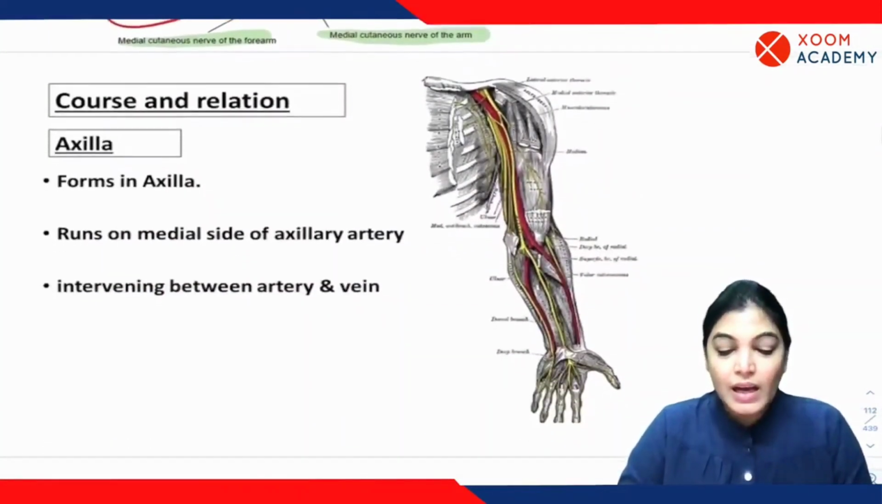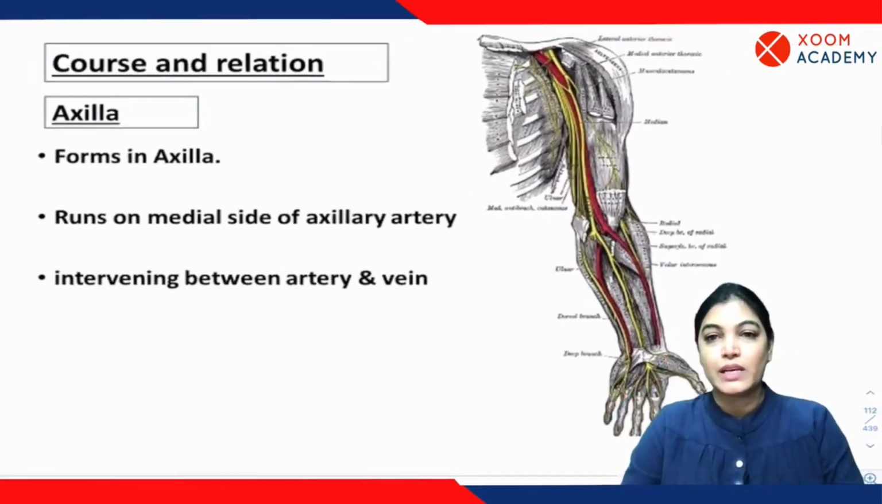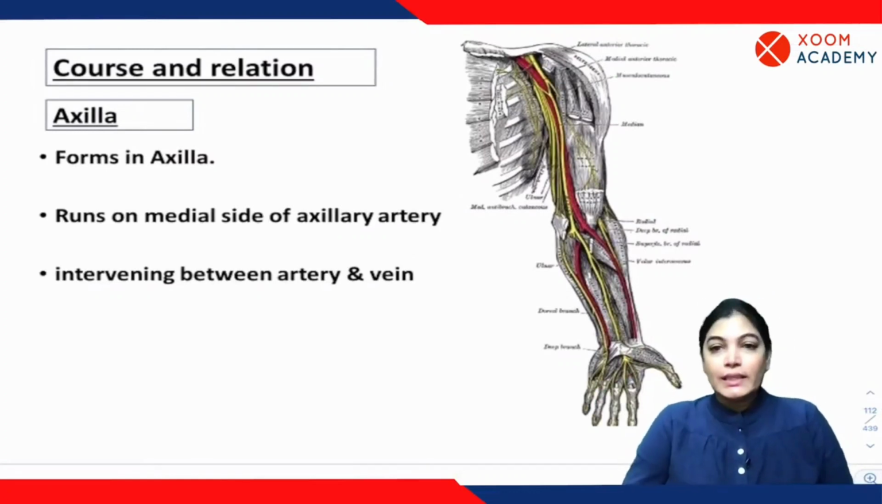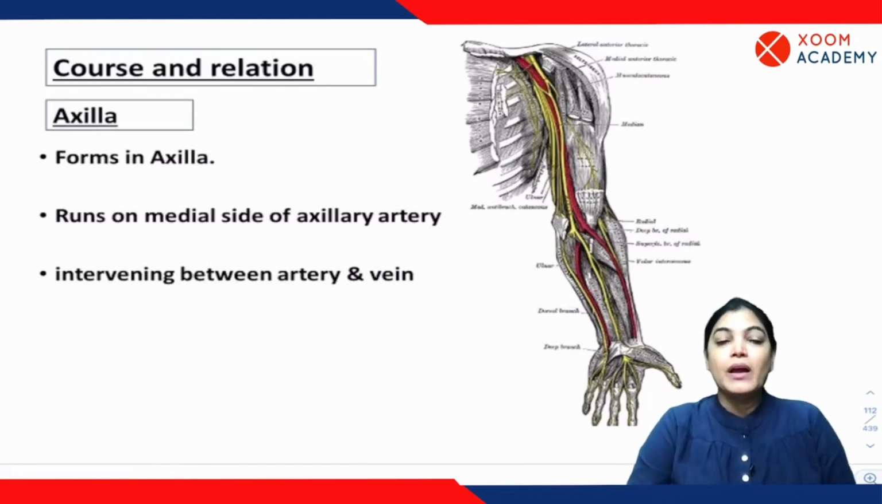Now, let's talk about the subsequent course and relations of the ulnar nerve. As we know, from the topic of the axillary artery, the cords of the brachial plexus are arranged according to their names around the second part of the axillary artery. The ulnar nerve originates from the medial cord, which lies medial to the axillary artery. That means in the axilla, the ulnar nerve is located medial to the axillary artery.